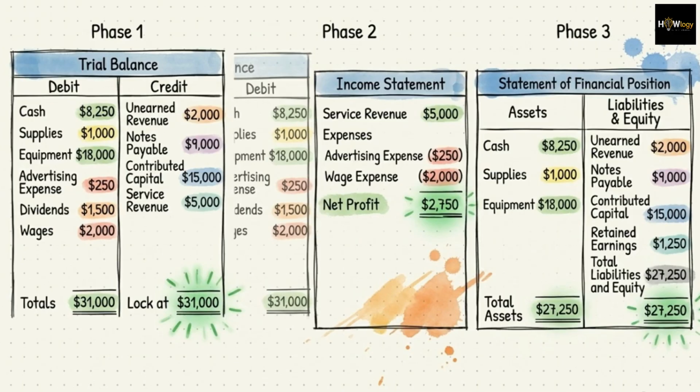This trial balance data now feeds directly into the creation of your final financial statements. First, the income statement. Taking your $5,000 in total revenue and subtracting advertising and wage expenses reveals your true net profit of $2,750. Then we stack your total assets against your liabilities and equity to build the balance sheet. Seeing both sides reach $27,250 proves the business is stable.